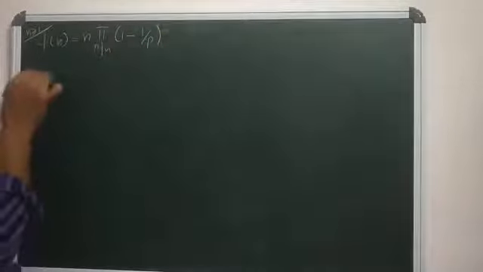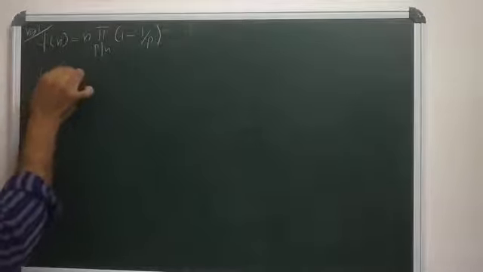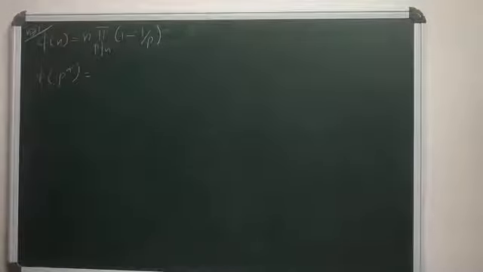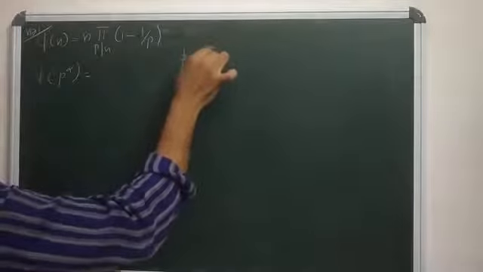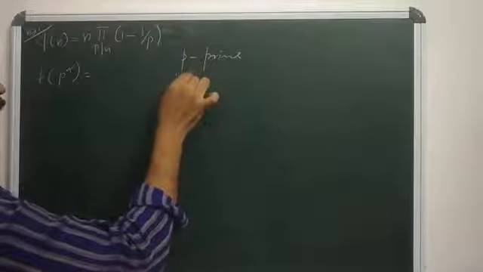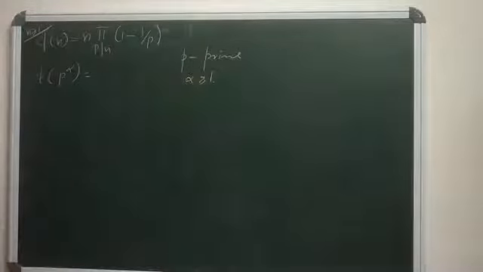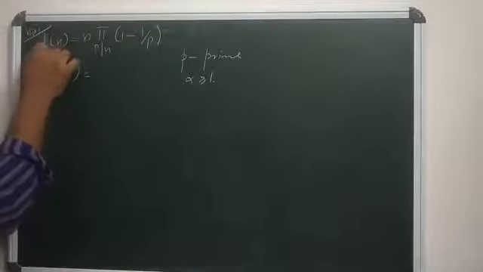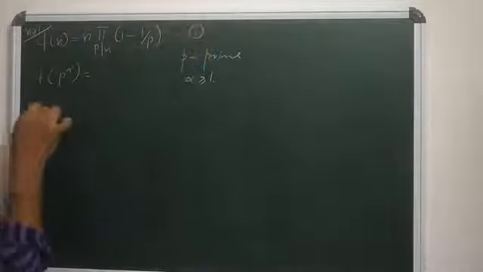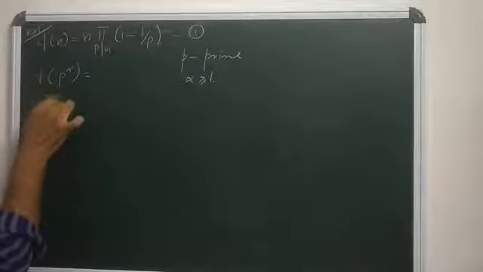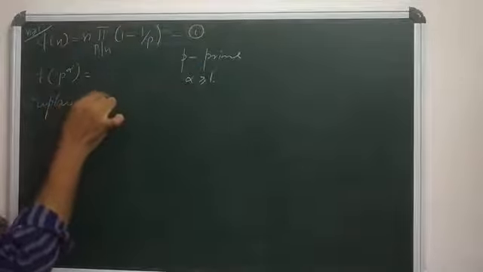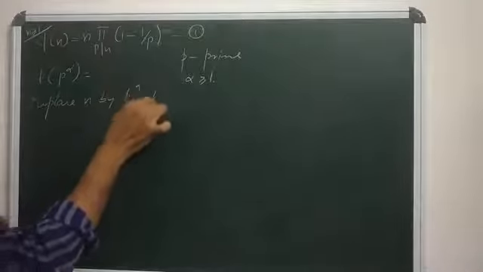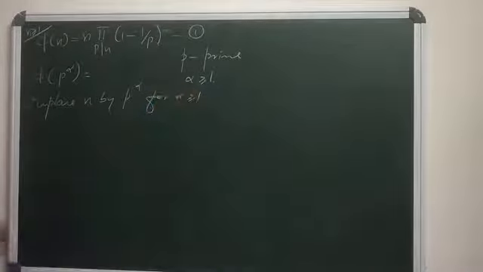So what is phi of p power alpha, where p is a prime and alpha is greater than or equal to 1? You can replace n by p power alpha in equation 1. In this result, replace n by p power alpha. What do you get, for alpha greater than or equal to 1?